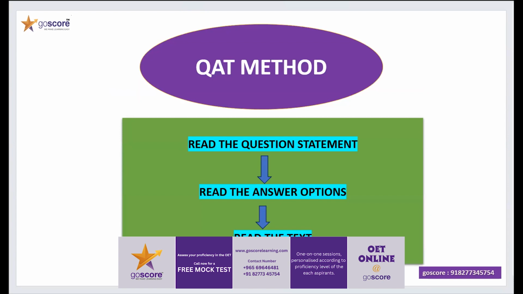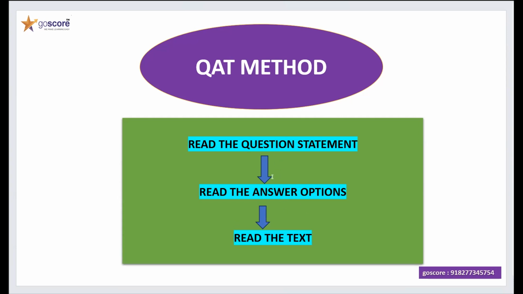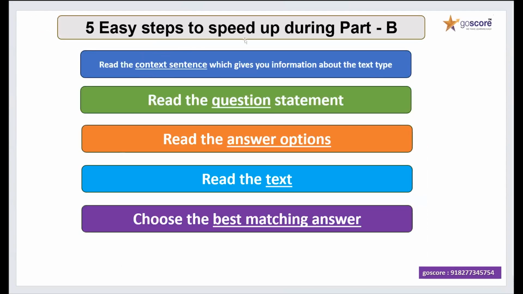Now in part B, you need to follow the QAT method. It's nothing but question, answer options, then text. Read the question statement, then read the answer options, then read the text. Why are we following this method? Because in some questions, once we read the question statement and then the answer options, you can select one correct answer without reading the text sometimes. Not every time, but sometimes it is possible. Because of that, we are giving the guidance that you need to read the answer options, then read the text.